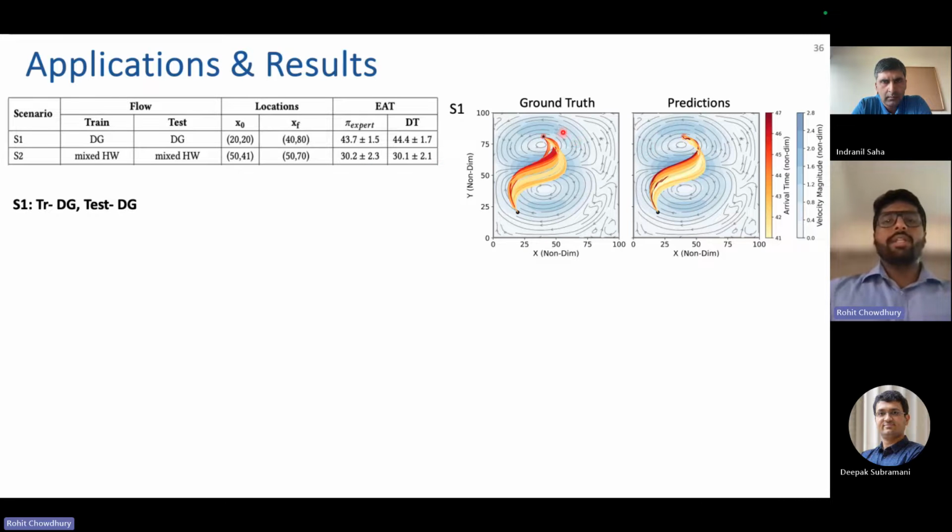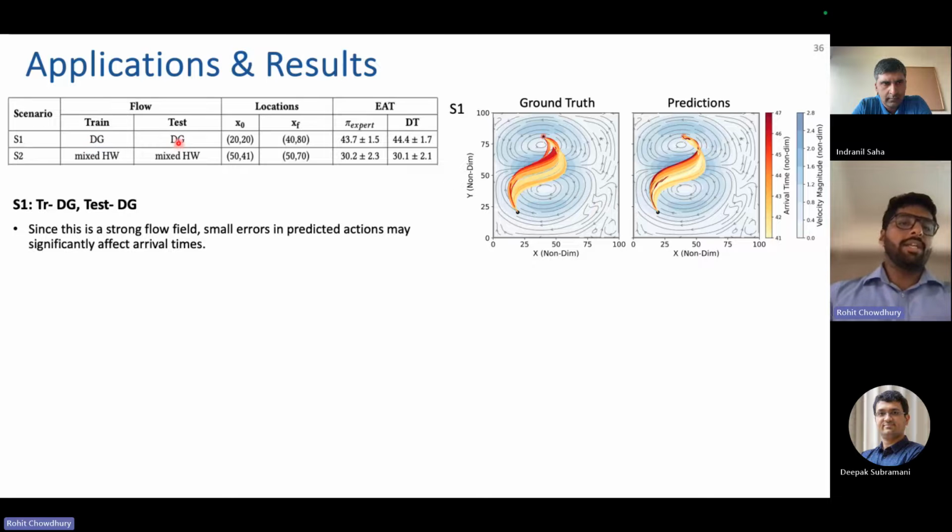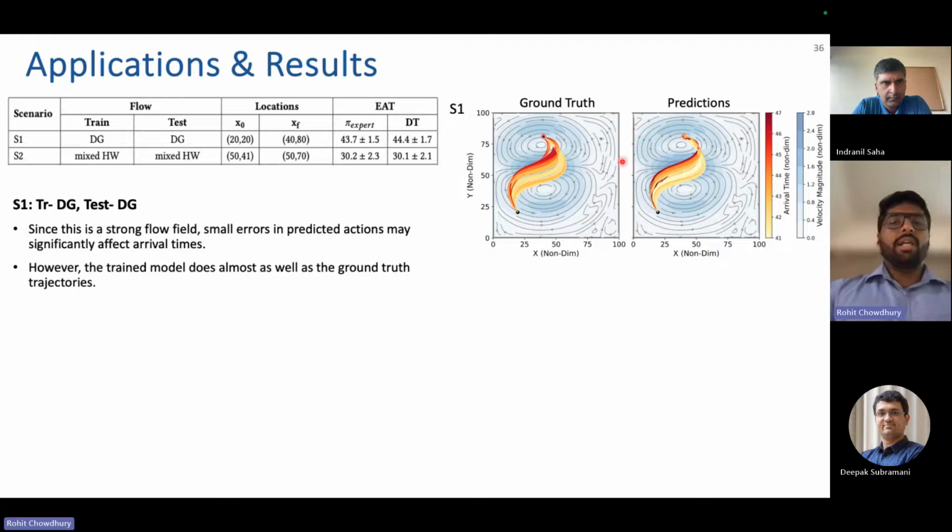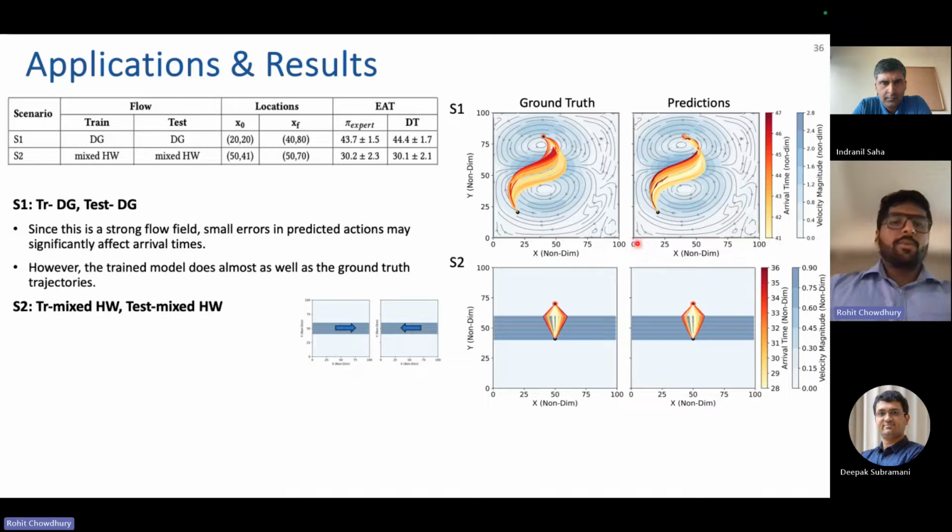On the left-hand side, what you'll see is the ground truth data, that is trajectories predicted from the solver. And on the right-hand side, you see the trajectories that are predicted by our model. So in scenario 1, it was trained on double gyre scenarios and tested on the test set of double gyre scenarios. And we see that both qualitatively and quantitatively we're acting near optimally. A similar thing is observed when we train and test in mixed highway flows. So once again, qualitatively and quantitatively, we see that we get very similar results.